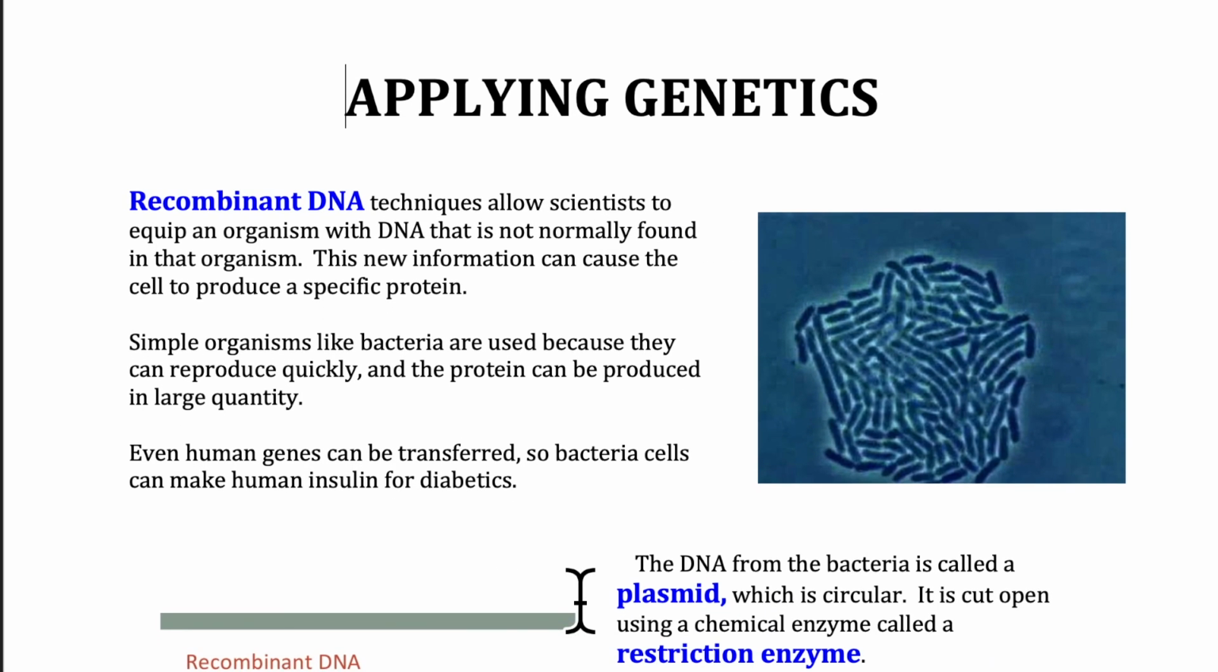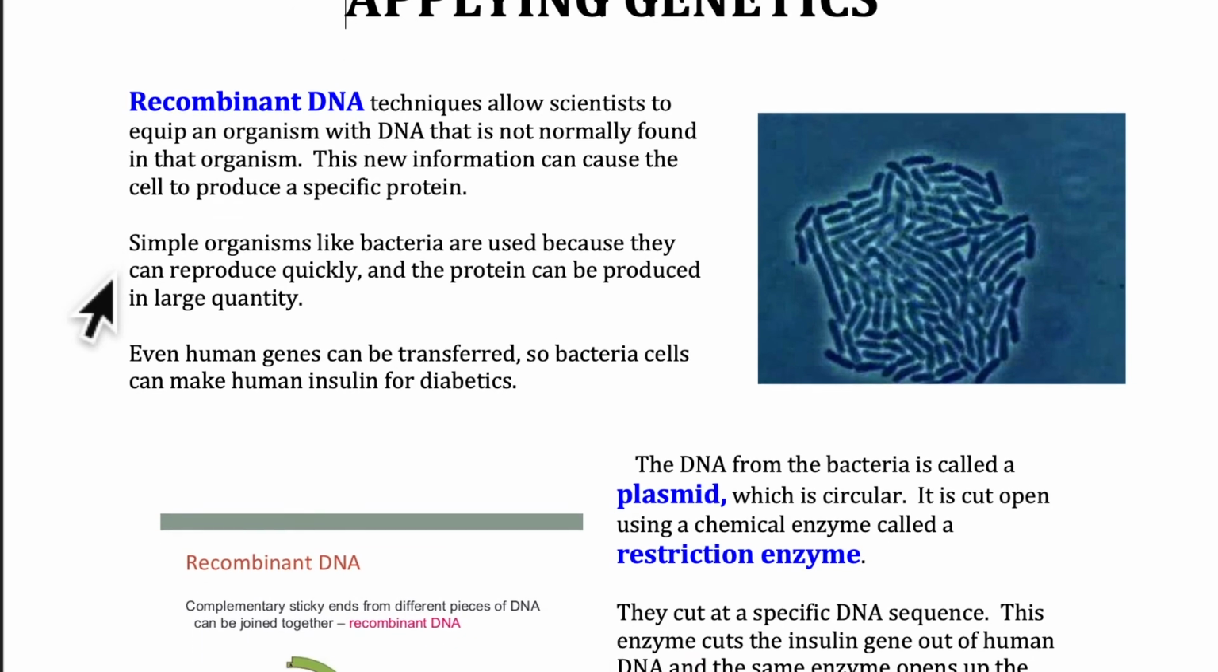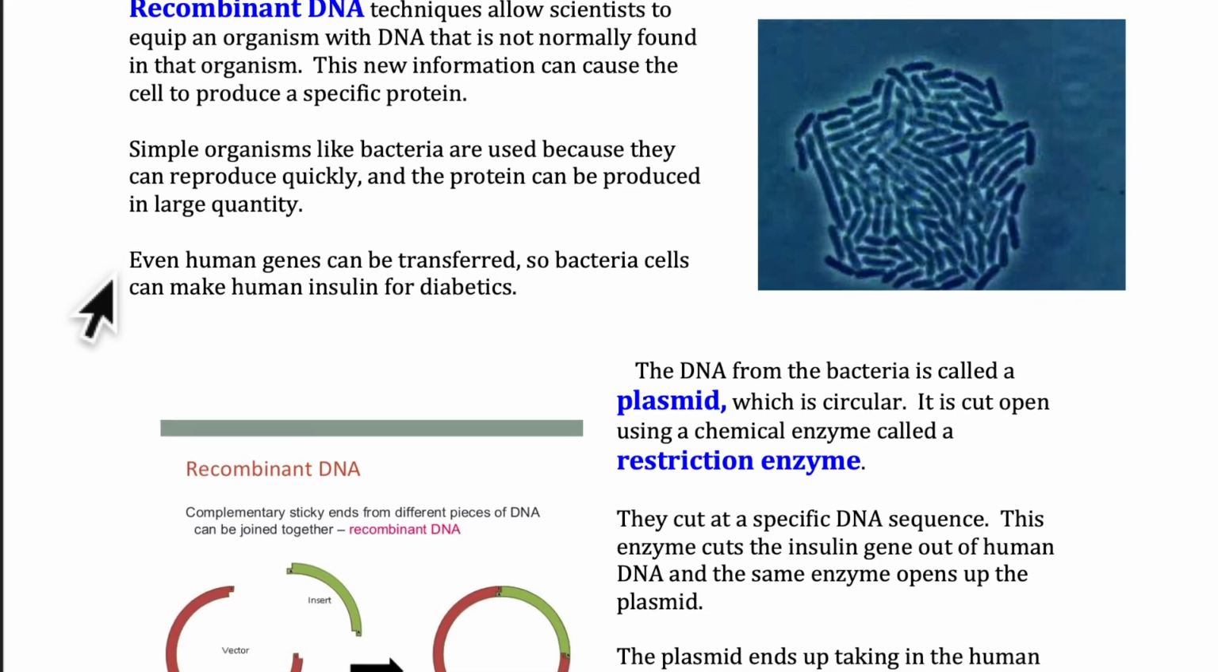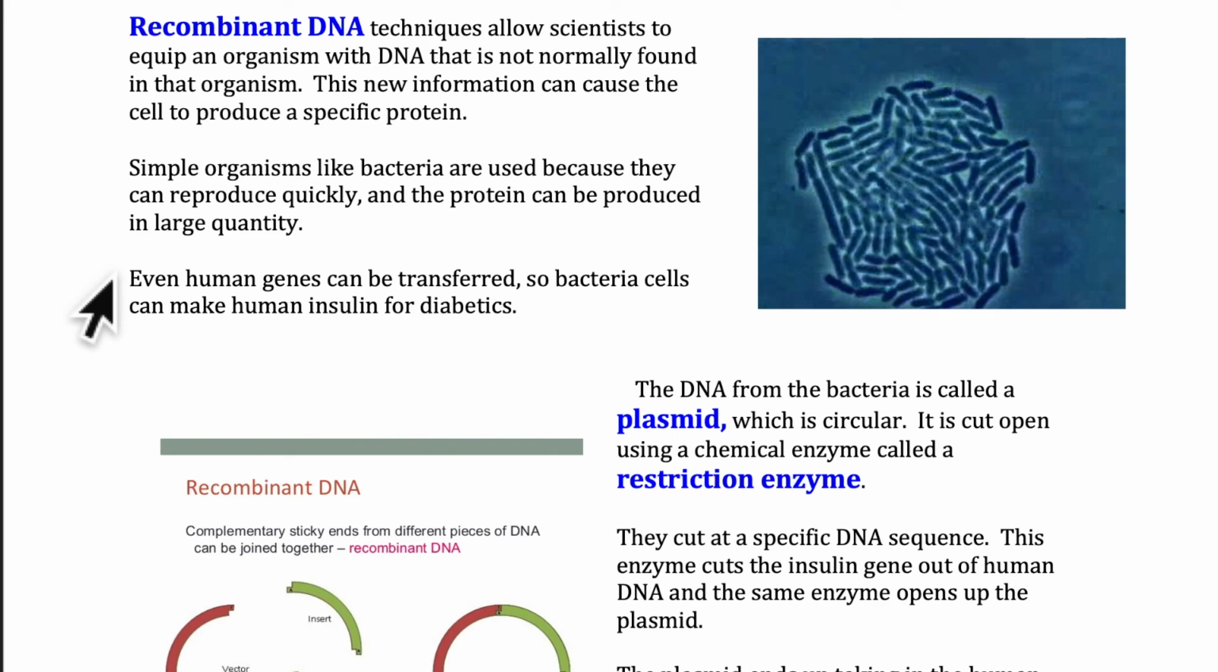And I believe the final note is applying genetics. Recombinant DNA techniques allow scientists to equip an organism with DNA that is not normally found in that organism. That is recombinant DNA. This new information can cause the cell to produce a specific protein. Simple organisms like bacteria are used because they can reproduce quickly, and the protein can be produced in large quantity. Even human genes can be transferred, so bacteria cells can make human insulin for diabetics.